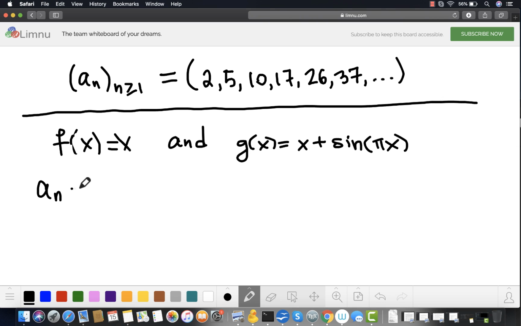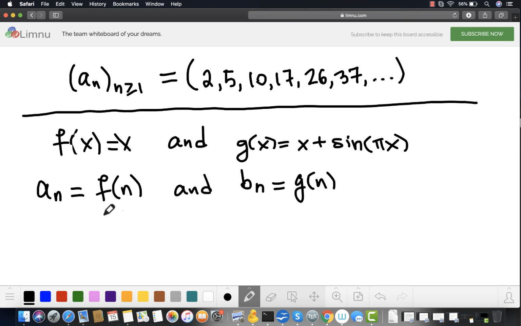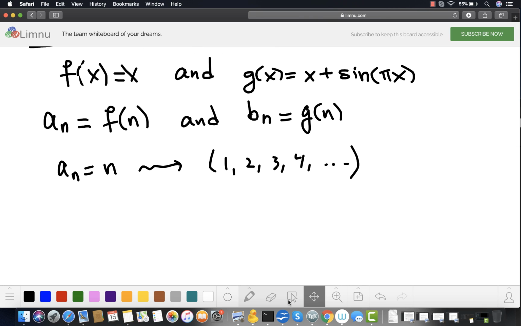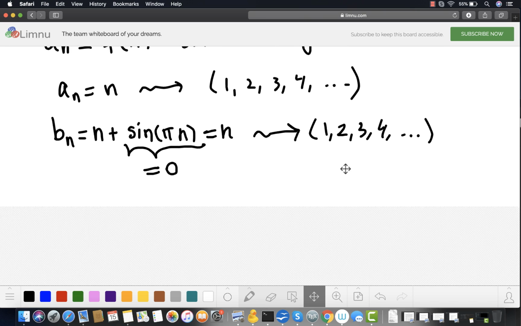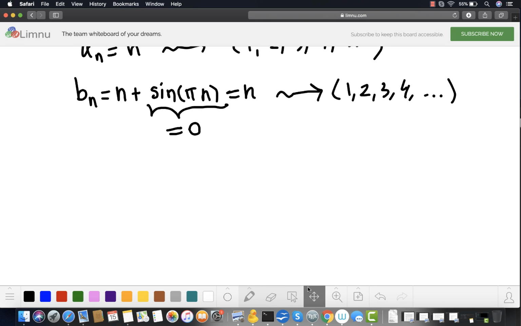However, if you define the sequence a sub n by f of n, and you define another sequence b sub n by g of n, then even though the functions are different, the sequences are the same. Because what is a sub n? Well, a sub n is just n, so this sequence is just 1, 2, 3, 4, and so on. Well, what about b sub n? Remember, we're plugging in integers, right? So b sub n is, by definition, n plus sine pi n. However, sine evaluated at integer multiples of pi is identically 0, so this is just 0. So we still get that b sub n is equal to n, which again leads to the sequence 1, 2, 3, 4, and so on. So even though the functions are different, they can give rise to the same sequence.